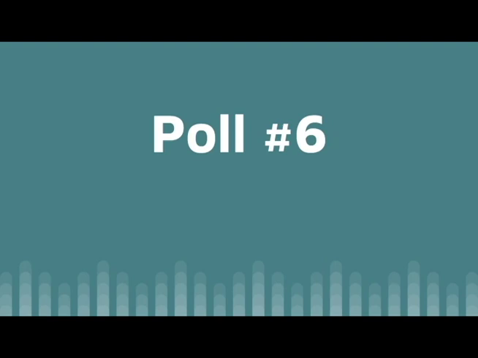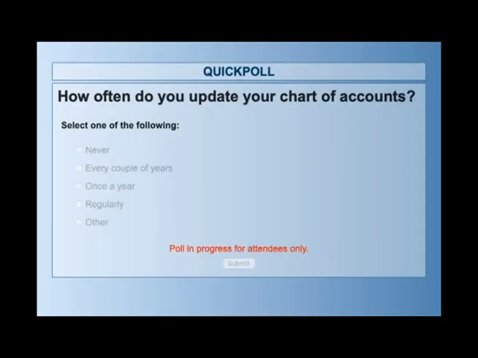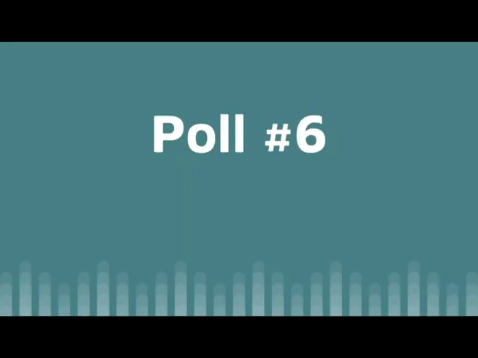Let's see, how often do you update your chart of accounts? Never, every couple of years, once a year, regularly, or other. A few more seconds here, 3, 2, and 1. 13% never, 13% every couple of years, 21% once a year, 30% regularly, 23% other. I don't even know what other would be if it's never and not rarely or regularly.